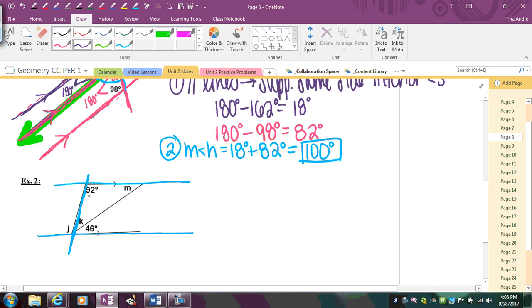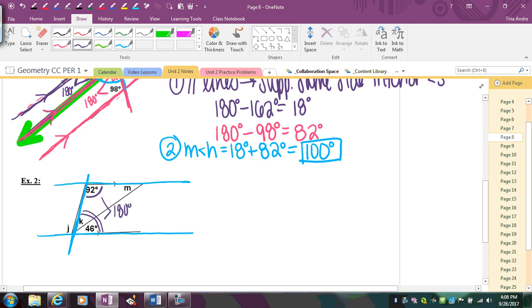So if I look at 92, and I look at J and K, well, these two angles are same side interior, so those are going to be supplementary, but it's this entire angle, not just K. So I can't just say 180 minus 92 and get K, because it's actually this 92 with this entire thing adds to 180. So I'm not going to actually use that.